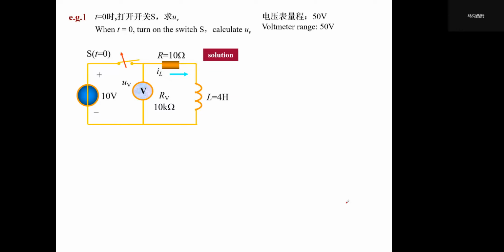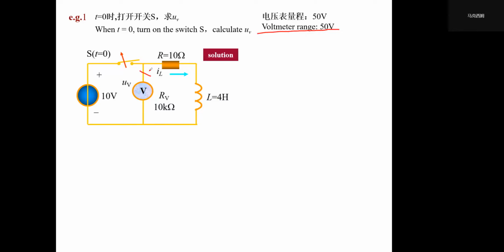Let's see an example. At time 0, we open up the switch, and we would like to know the value of u_V. The voltmeter range is 50 volts, and we would like to calculate that. An ideal voltmeter actually behaves like an open circuit.